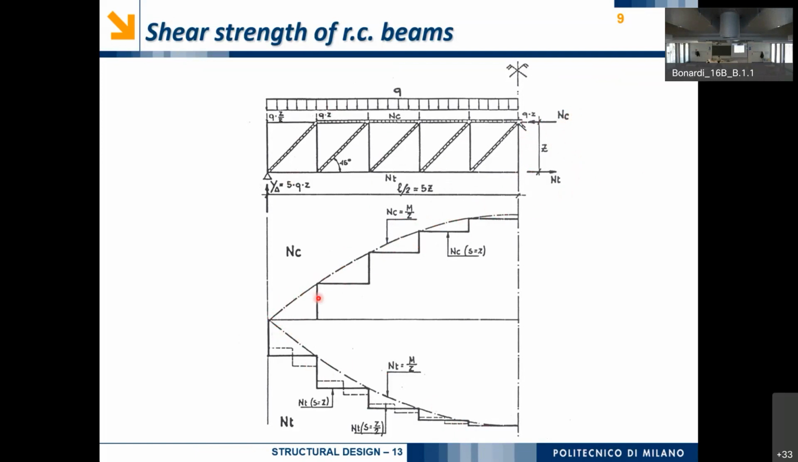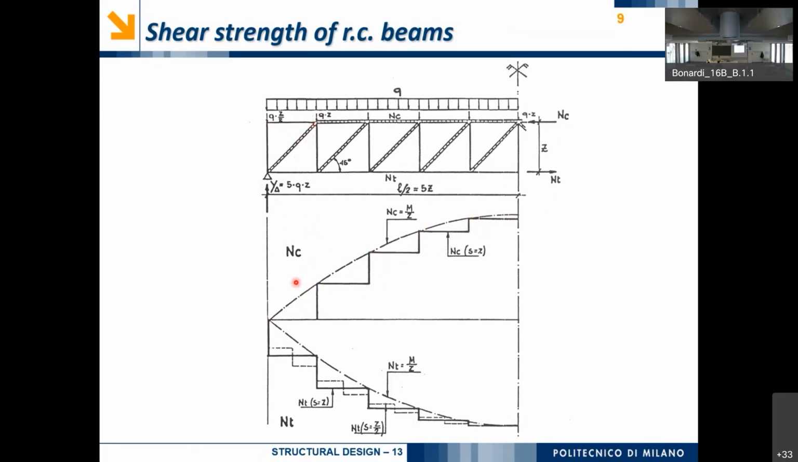But we know from solving the lattice structure that the axial force does not increase progressively in this way, in a continuous way, but we will have some piecewise increase in correspondence of each node of the lattice structure.